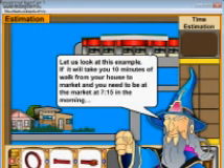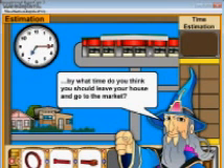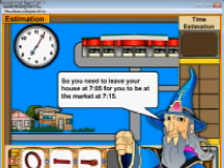If it will take you 10 minutes of walk from your house to the market and you need to be at the market at 7:15 in the morning, by what time should you leave your house? We will adjust your 7:15 time since it will take you 10 minutes walking. If we reduce 10 minutes from 7:15, that will be 7:05. So you need to leave your house around 7:05 to be at the market at 7:15. That is correct.